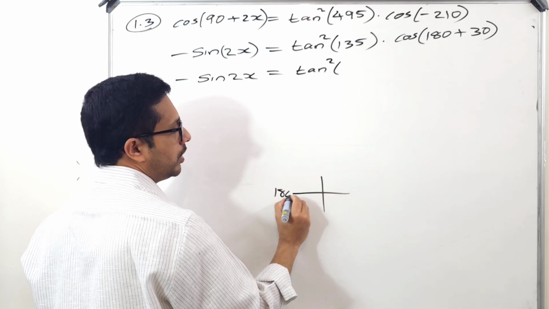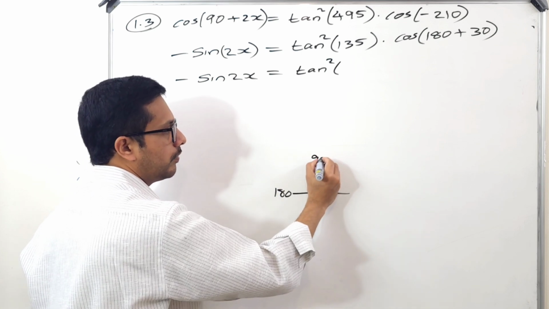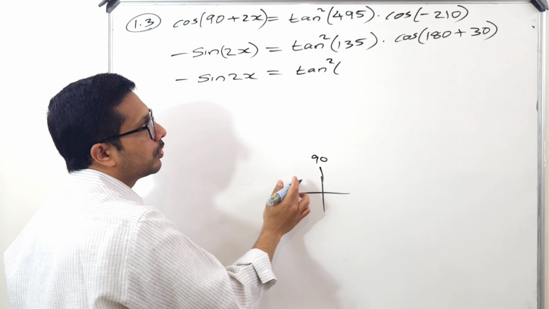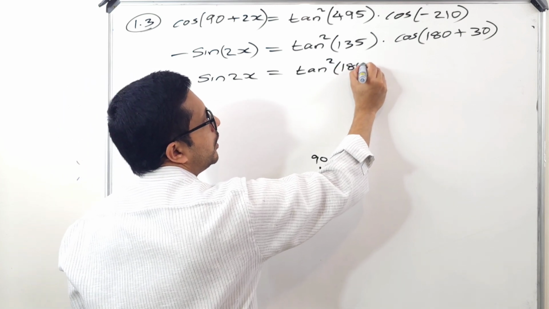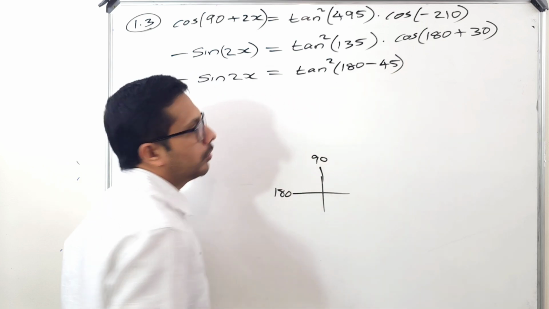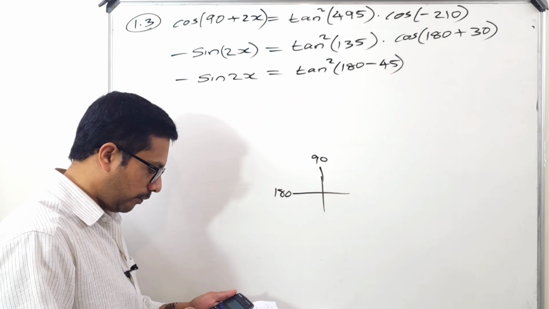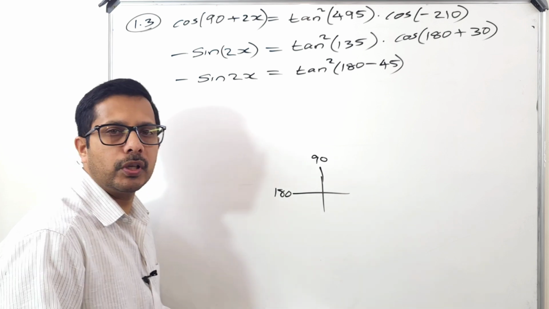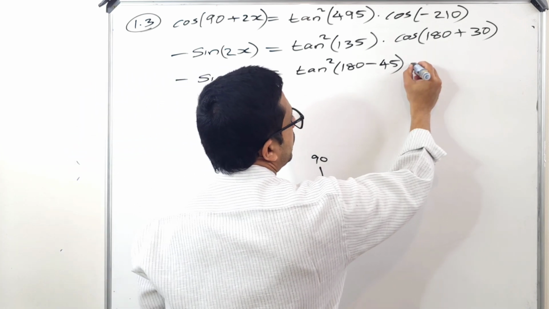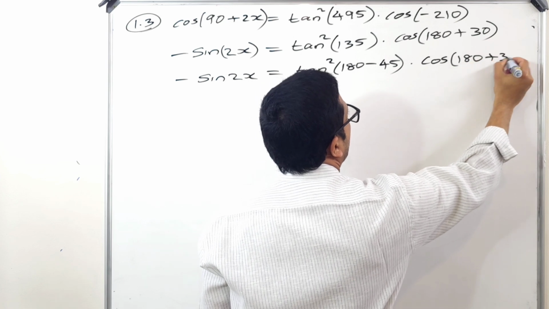135. This is 180. 135 means second quadrant. Am I right? Here, this is 90. So 135 is in the second quadrant. So how can you write? 180 minus, is it not 45? I hope so. 180 minus 45 is what? 135. 180 minus 45 is 135. Okay, let me write it as it is. Next step, we can apply the reduction formula.